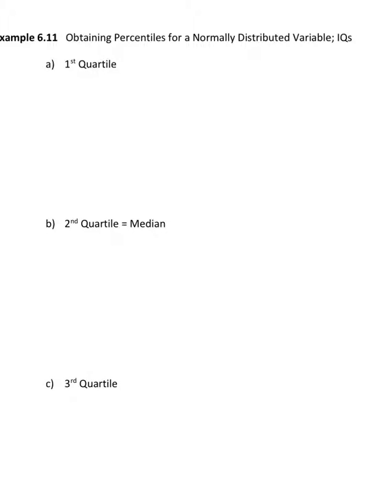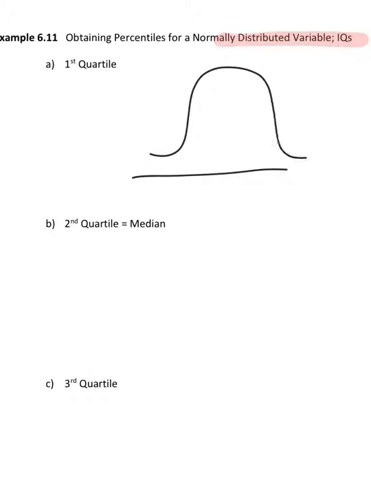Example 6.11. Based on the same normal distribution for IQ, it's a non-standard normal distribution, but it's a normal distribution. To remember, how much was the mean for IQ? 100, thank you. Standard deviation was 16.